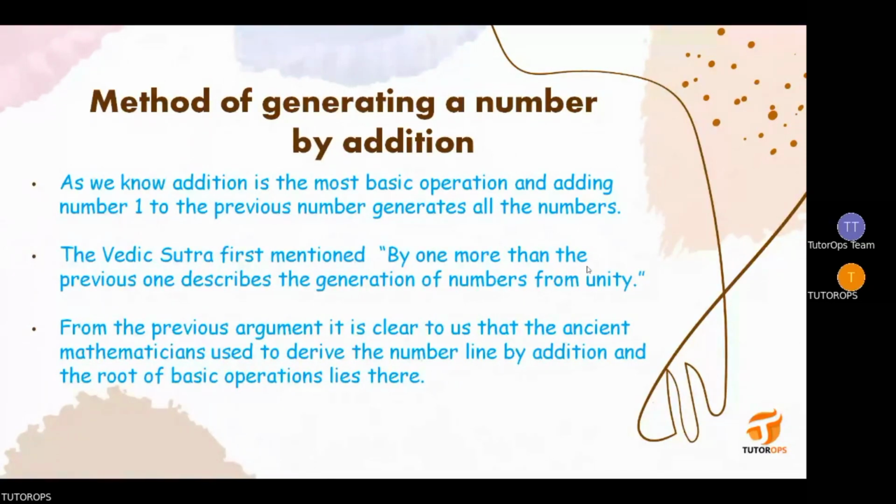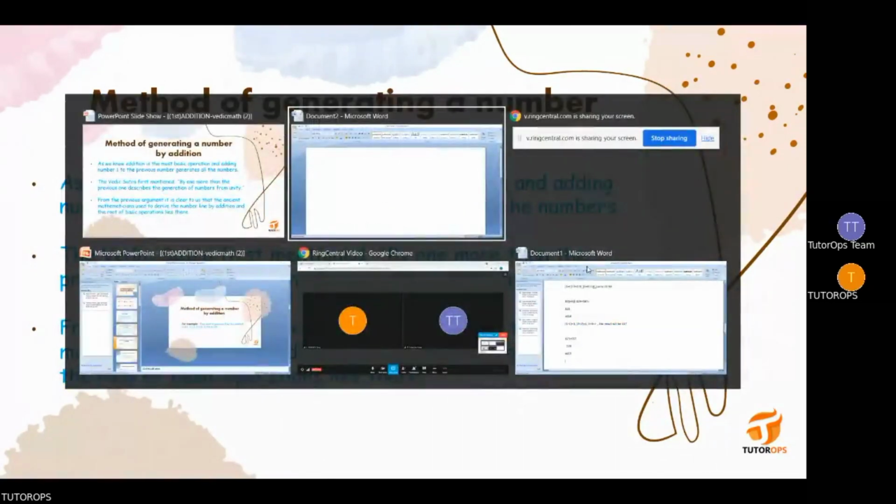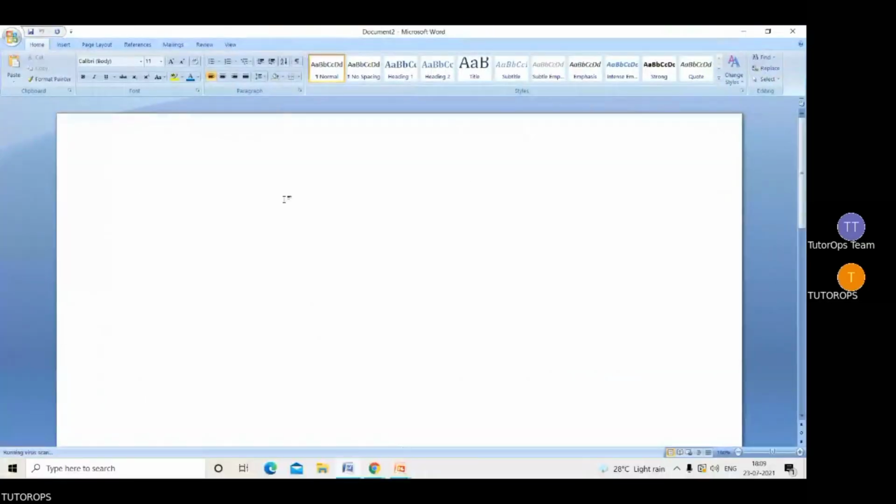Now, let me show you an example of it. Let me take the number 0. What will be 0 plus 1? It will be 1. Now, what will be 1 plus 1? It will be 2. 2 plus 1 will be 3. 3 plus 1 will be 4.